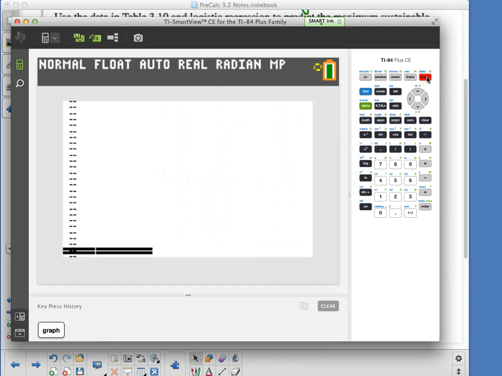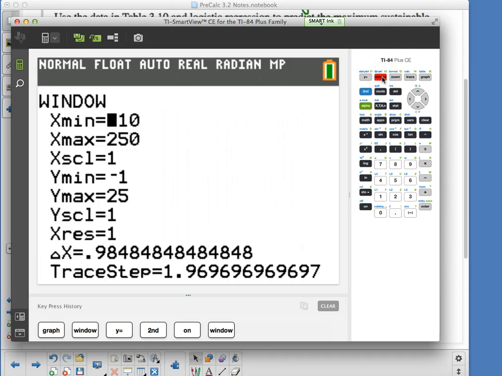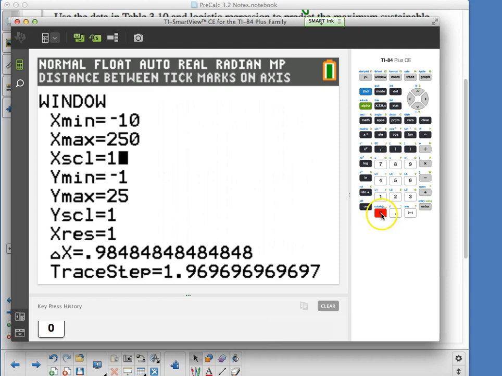And graph. I forgot to select a couple things, so let's go back to my window for a second. X is 250, yeah, that's good. For Y, I want to get rid of those. I want to make that, let's go up by 20s, 10s. We'll go up by 10s. That way we can see stuff.